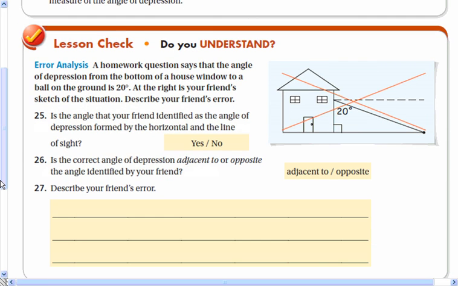So let's see what this person did for an error here. The homework question says that the angle of depression from the bottom of the house to a window to a ball on the ground is 20 degrees. You have to write your friend's sketch to it. Describe your friend's error. Well, remember that an angle of depression is formed by the horizontal and the line of sight. Is that what this person did here?